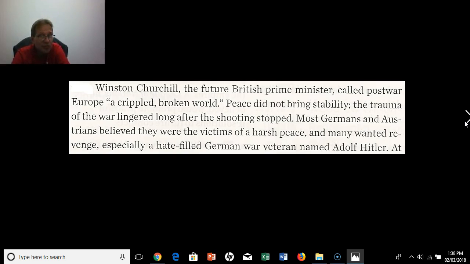Churchill, the future British Prime Minister, called post-war Europe a crippled, broken world. Peace did not bring stability. The trauma of war lingered long after the shooting stopped. Most Germans and Austrians believed they were the victims of a harsh peace, and many wanted revenge, especially a hate-filled German war veteran named Adolf Hitler.